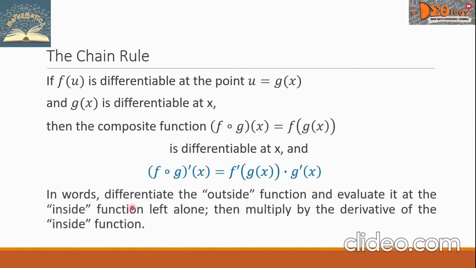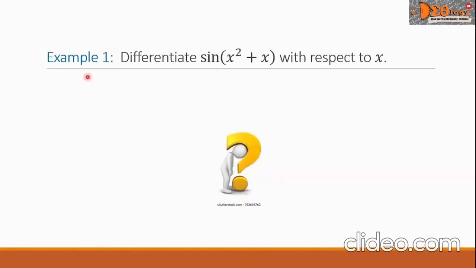In words, differentiate the outside function and evaluate it at the inside function left alone. Then multiply by the derivative of the inside function. Let's have example 1. Differentiate sine of the quantity x squared plus x with respect to x.